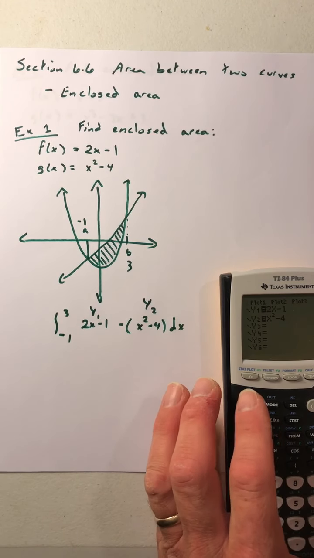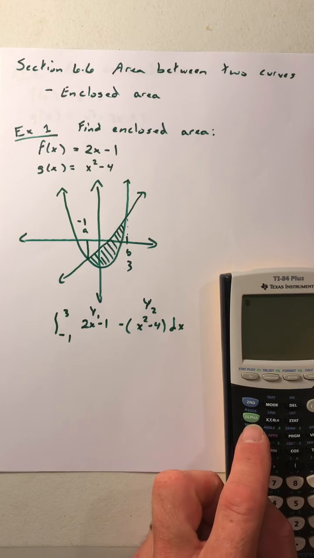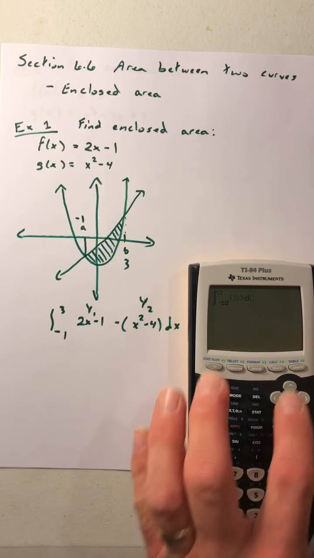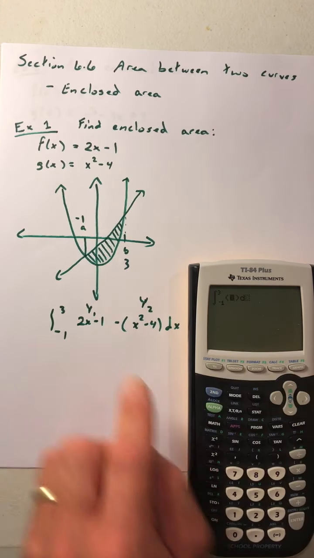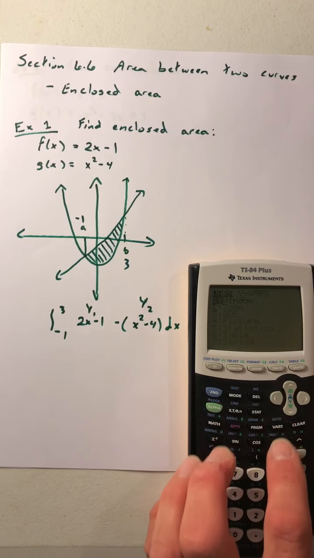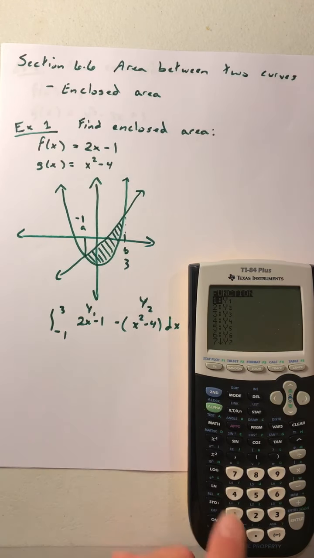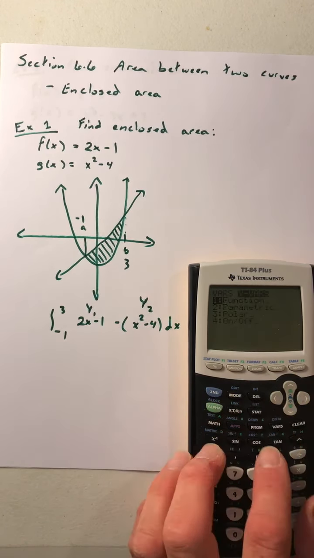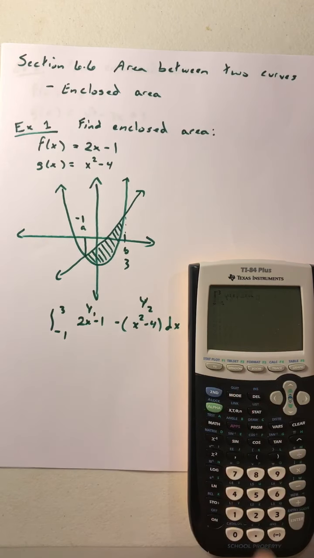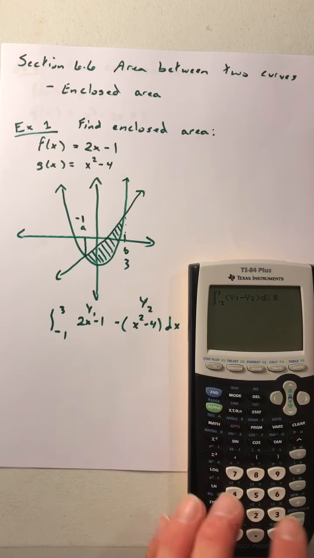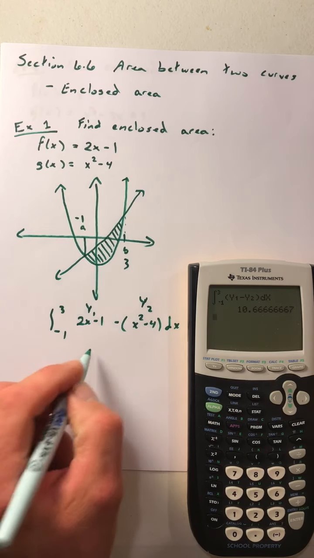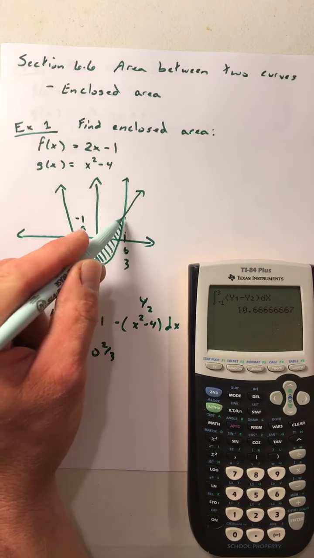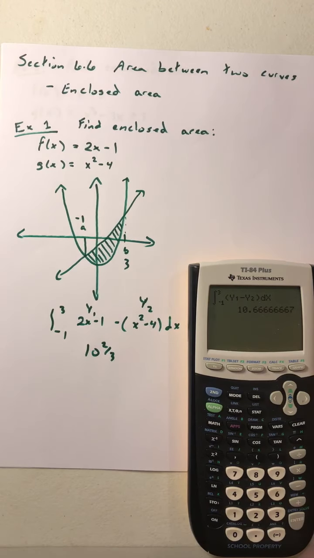So again, we can use this calculator. If we go back to the main screen and do math 9, we're going to go from -1 to 3. So -1, then 3. And now we can recall y1. Remember, that's in vars, y vars, function. y1 is 1, minus y2. Again, vars, y vars, function, and this time we hit number 2 to get y2. And this is in terms of x. We hit enter, and we end up with 10 2/3 as our answer. So that's going to give us the area enclosed between those two graphs.